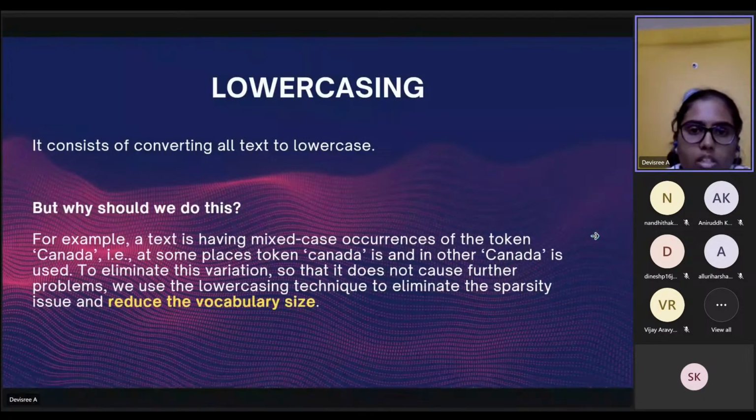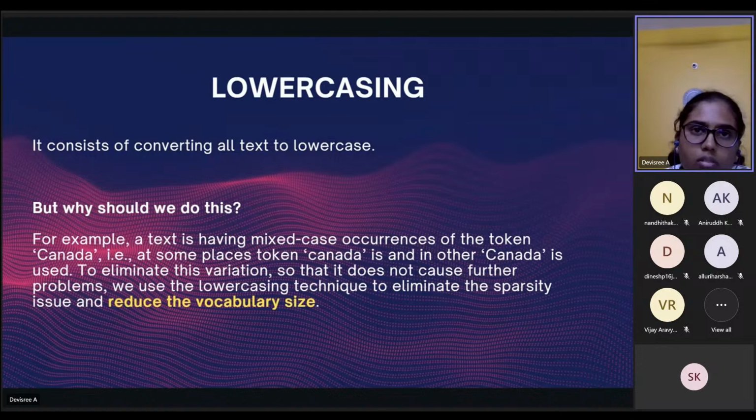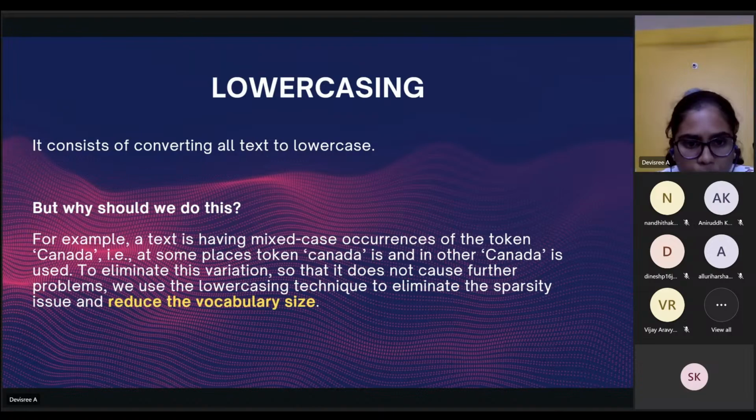Right. Lowercase. Next is lowercase. Lowercasing is simply converting all the text we have to lowercase. So this is important to standardize the text we have. For example, we have a text which has mixed case occurrences of the word Canada. So say in the text, there are two occurrences of the word Canada, one with a capitalized C and the second with a lowercase c.